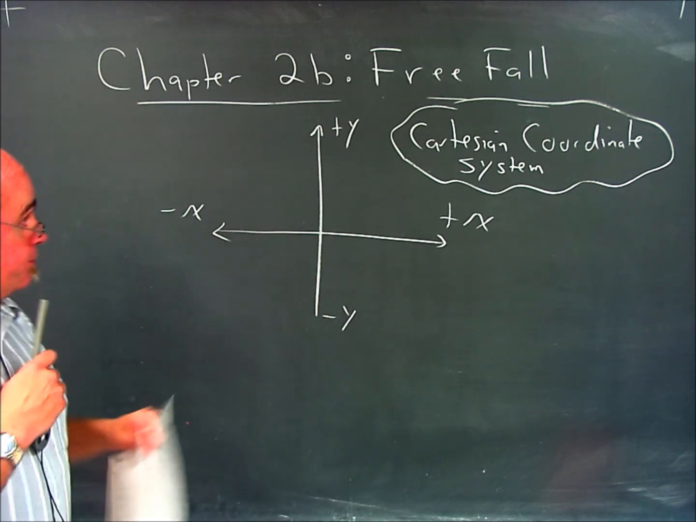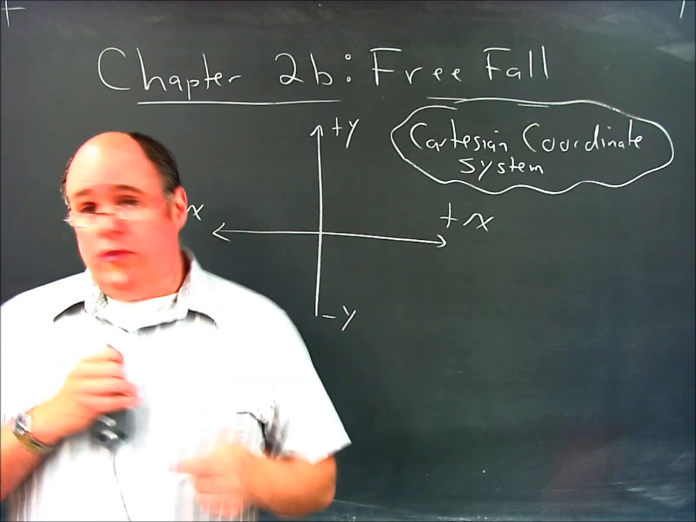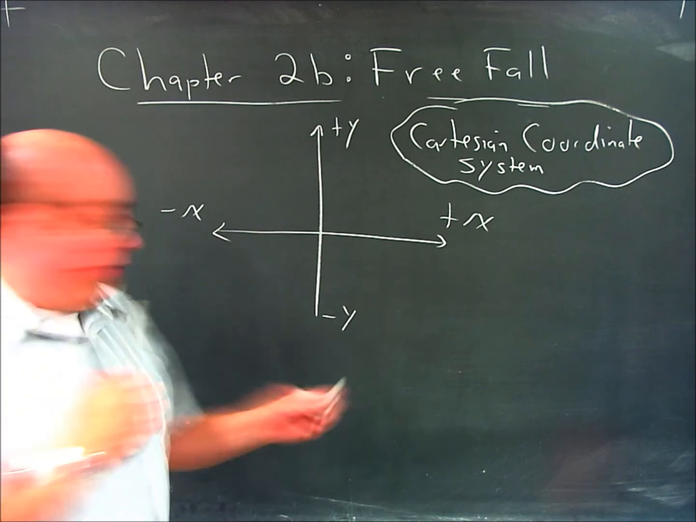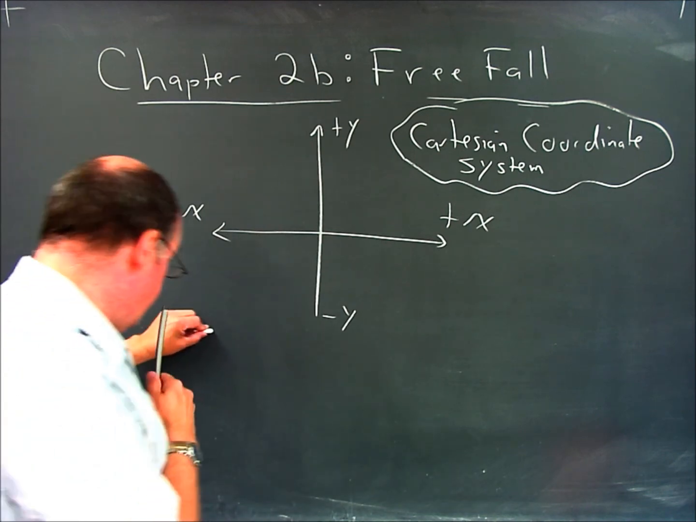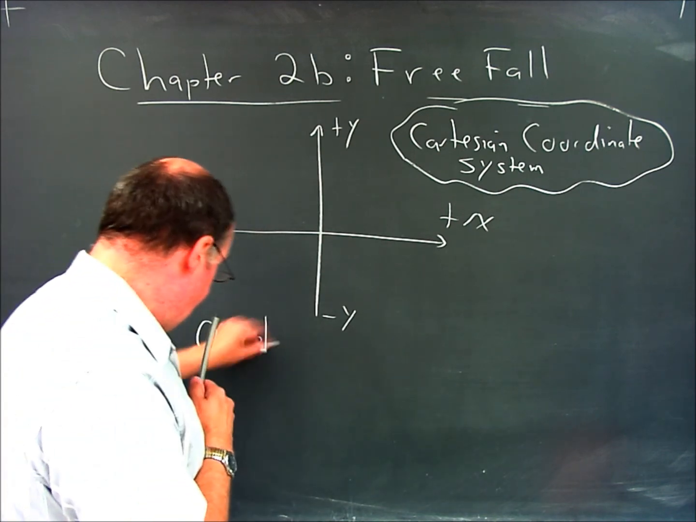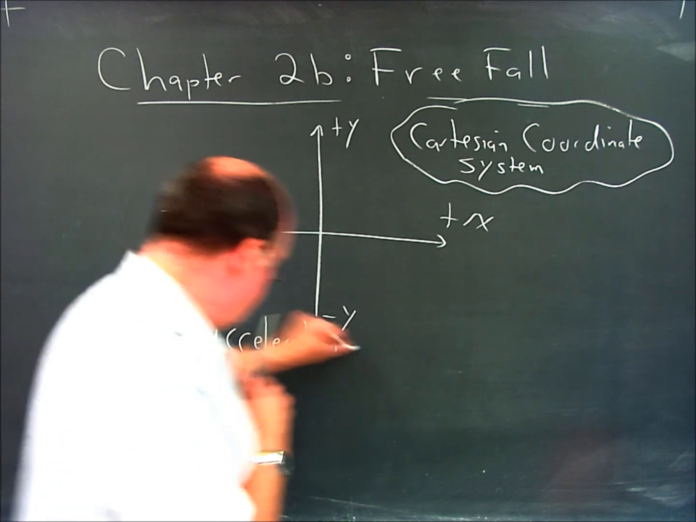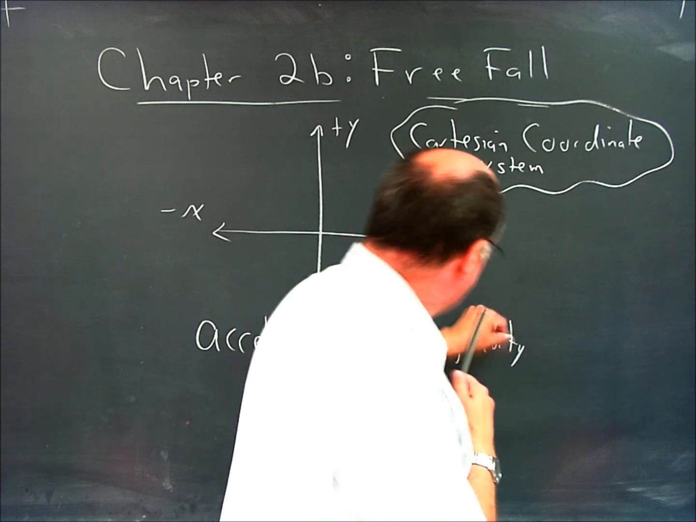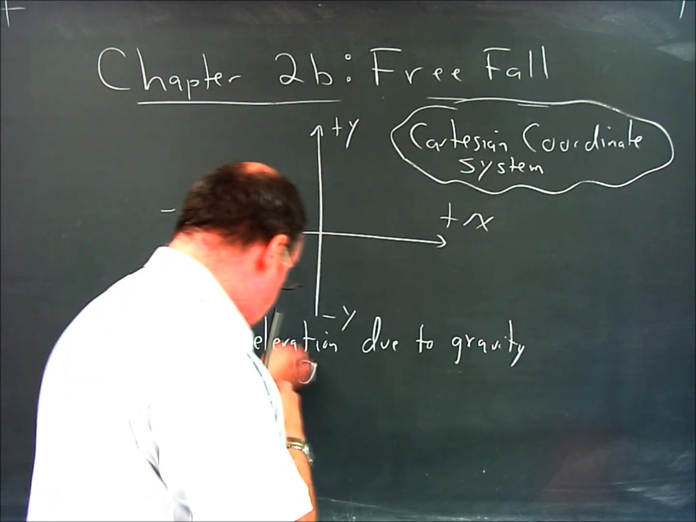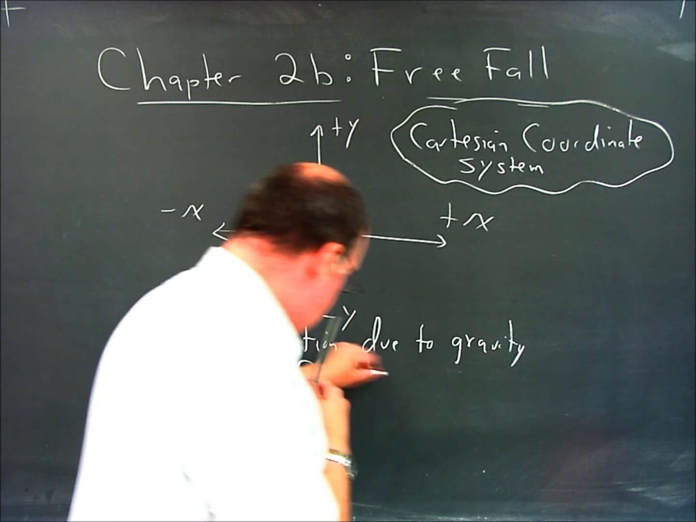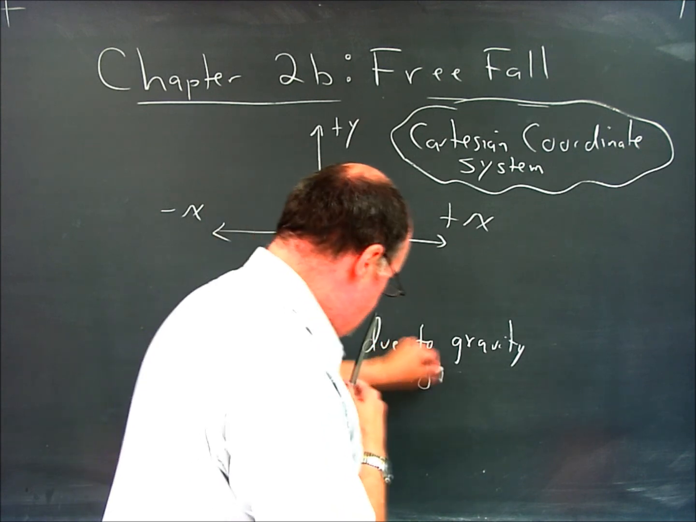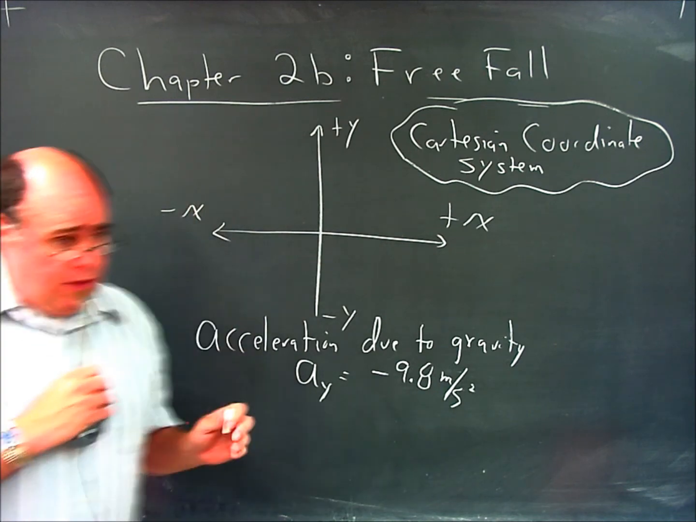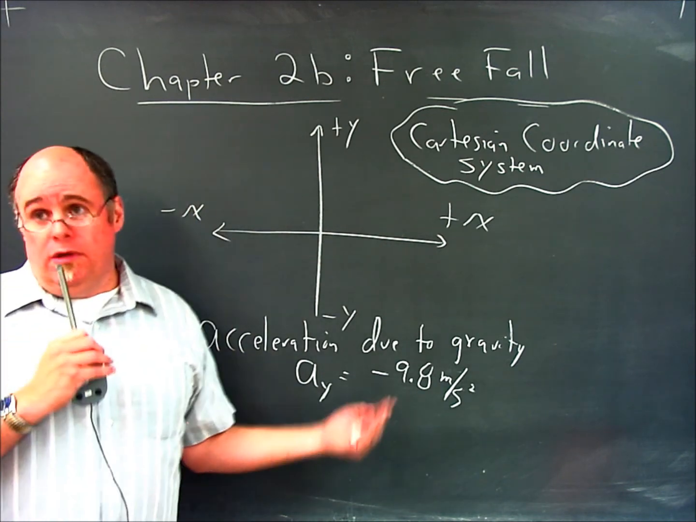And what we'll be doing is we'll be talking about an acceleration due to gravity. And on the planet Earth, the acceleration due to gravity is this number where we'll say a in the y direction is negative 9.8 meters per second squared. Okay, the number is 9.8 meters per second squared.